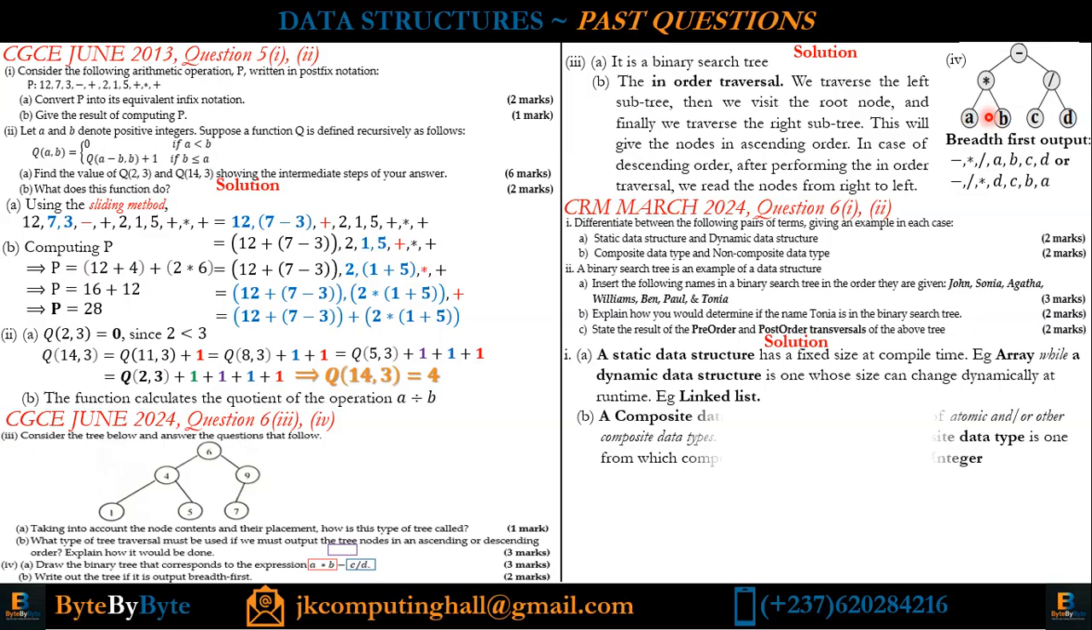Composite data type and non-composite data type. A composite data type is a data type composed of atomic and/or other composite data types. An example is records, while a non-composite data type is one from which composite data types are created, e.g. integer. That's the difference between a composite and a non-composite data type.